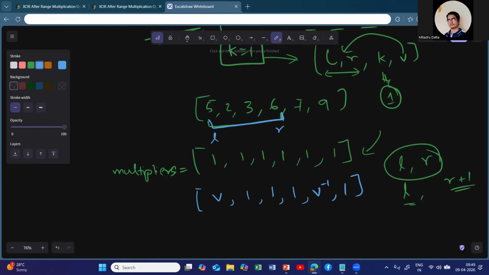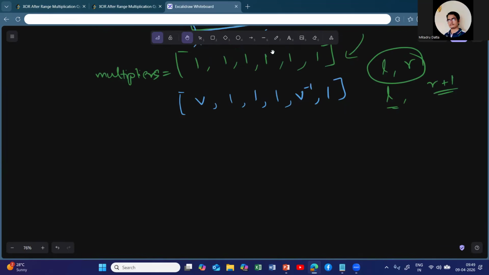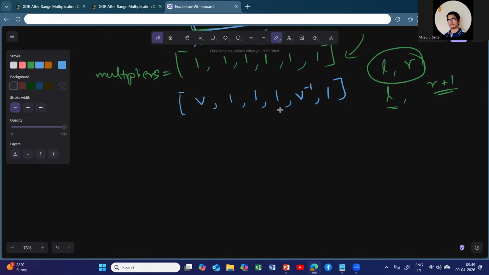Now if someone asks what the multiplier is, you will do the prefix multiplication. So the first element will be V, this element will be V into 1, which is V, again V into 1, it will be V, again V into 1, it will be V. Now this element is V, then V inverse into V will be 1.